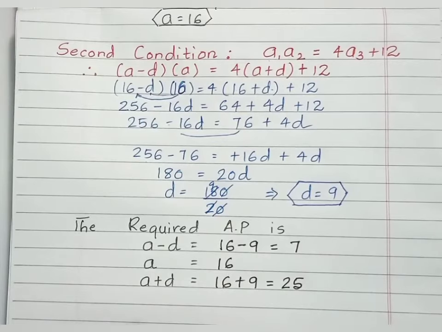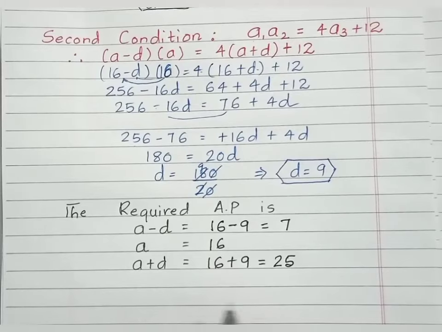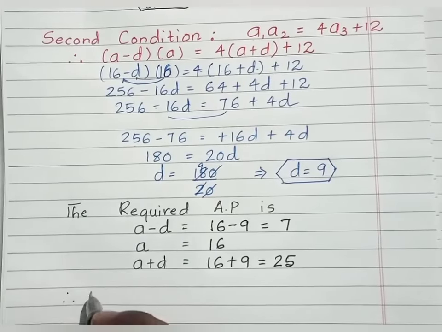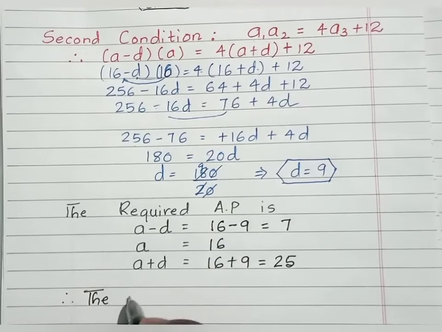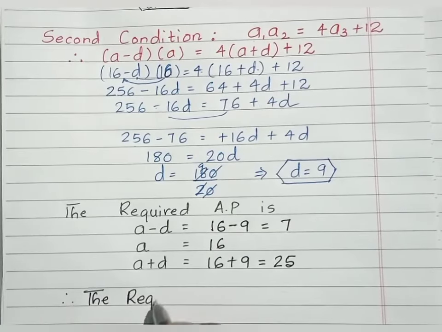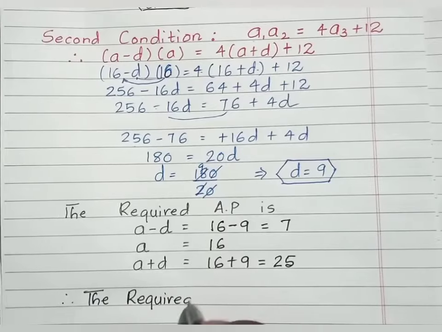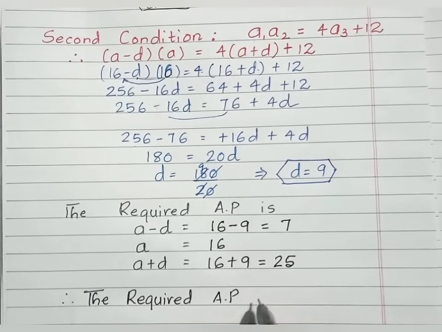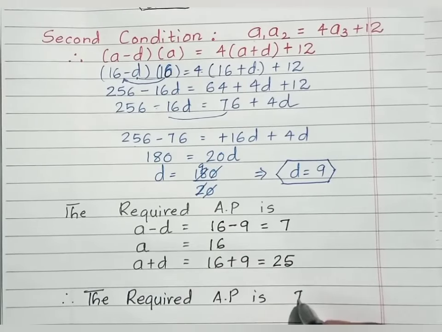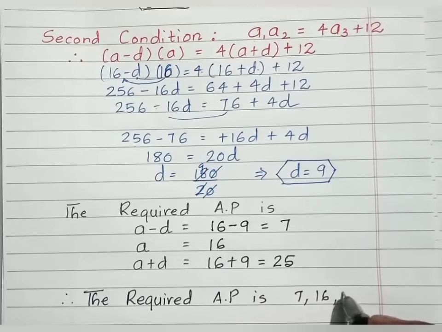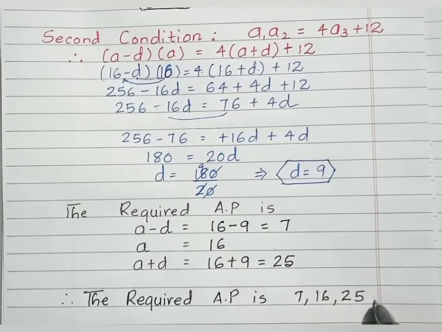The required AP is 7, 16, 25. So the required AP is 7, 16 and 25 and goes on.